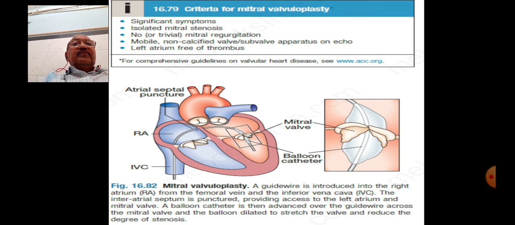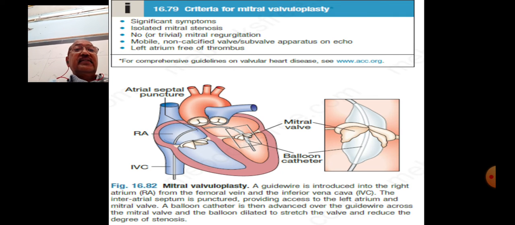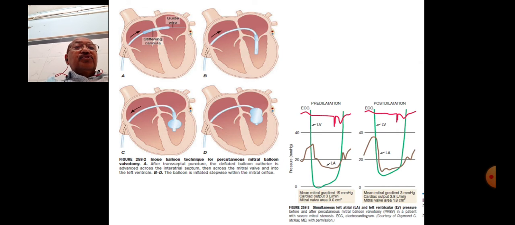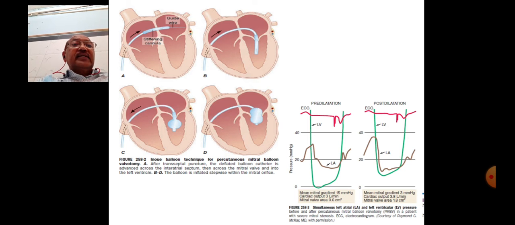The criteria for mitral valvotomy, of course, are significant symptoms, isolated MS, no more than trivial MR, mobile non-calcified valve, subvalvular apparatus not involved, and LA free of thrombus, and it is clearly depicted here. You have to pass the catheter, rupture the interatrial septum, inflate the balloon across the mitral valve, and there should be a significant reduction in the gradient and increase in the mitral valve area.